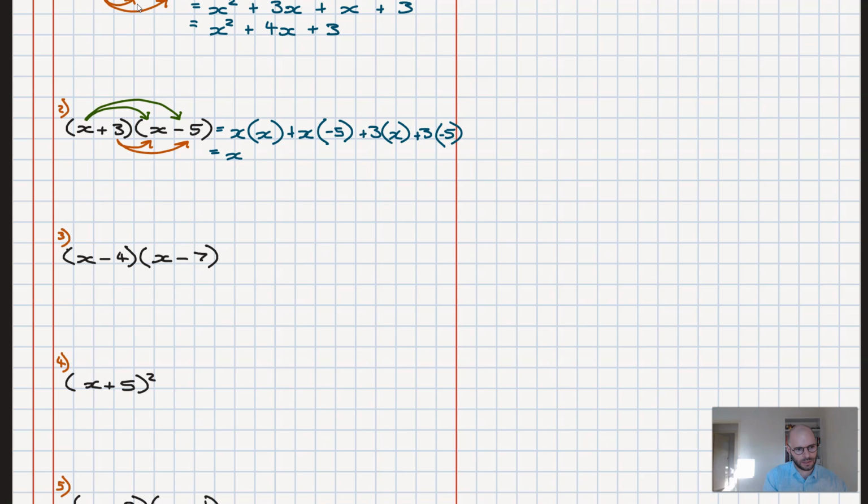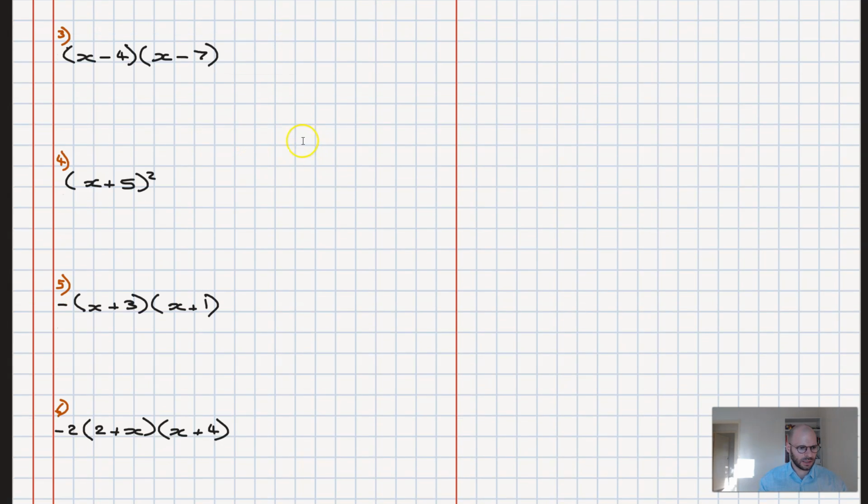Simplifying this, we get x squared plus minus 5x plus 3x plus 3 times minus 5, that's minus 15. Simplifying this out, the x squared. Then we have minus 5x plus 3x. That's going to become minus 2x, and then minus 15. So that's our second example done there.